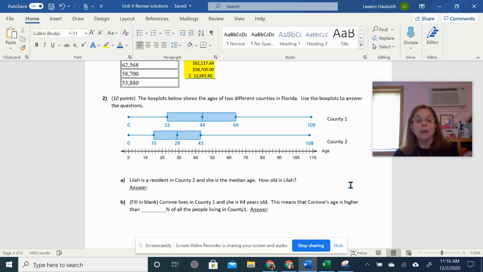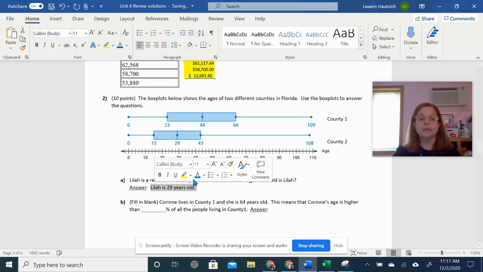So question A says, Lila is a resident in County 2, and she is the median age. How old is Lila? So County 2 is the bottom one. She's the median age, which would be right smack the line in the middle of the box, which would make Lila 29 years old. Lila is 29 years old. And of course, I wrote it in a sentence, answered it, and highlighted it so the instructor can find it.